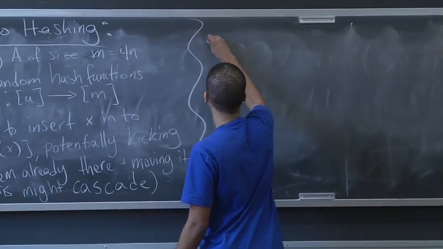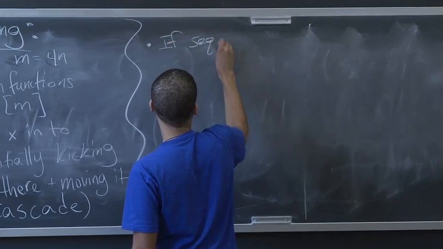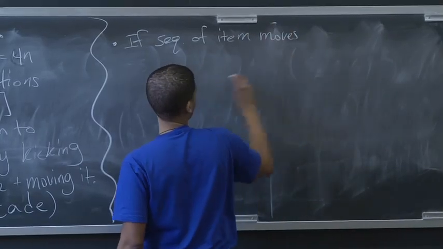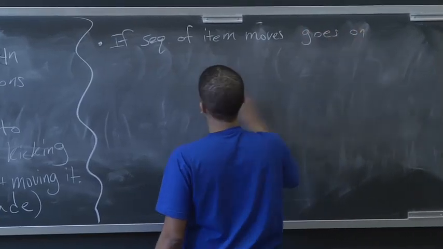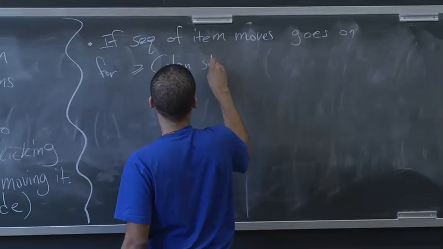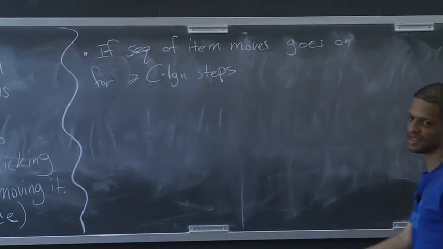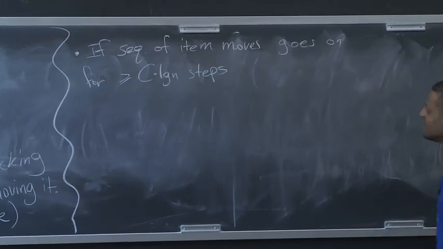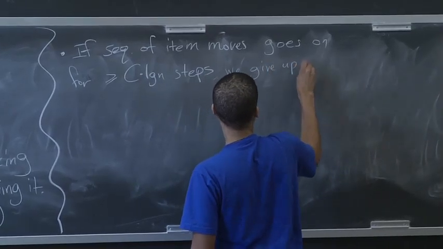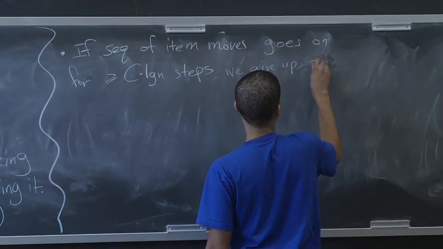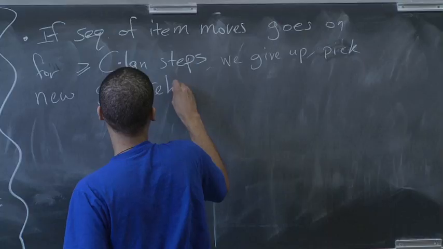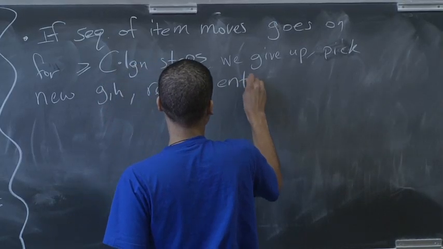And if the sequence of item moves goes on for at least some big constant c times log n steps, where c is something that will come out of the analysis, but think of c as 10 or something, then after c log n steps, we give up, and we pick new g and h, and we rebuild the entire data structure.